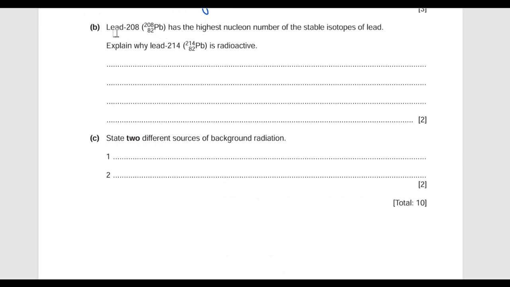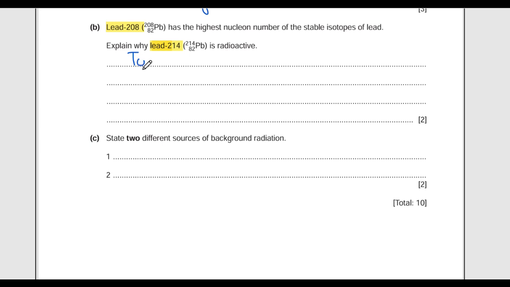Part B says lead 208 has the highest nucleon number of a stable isotope of lead. Explain why lead 214 is radioactive. Why is any atom radioactive? There is a very simple explanation: it has a higher number of neutrons than protons, and it has to decay a few neutrons to become stable. So we can say it is radioactive because it wants to become stable, the first point. And the next point, that it emits or loses some of its neutrons. Sorry, I've written nucleons over here.